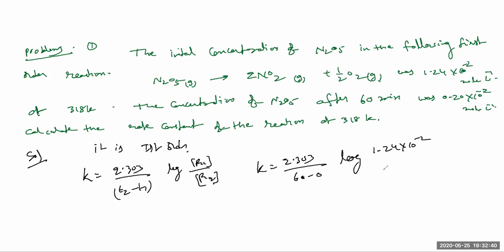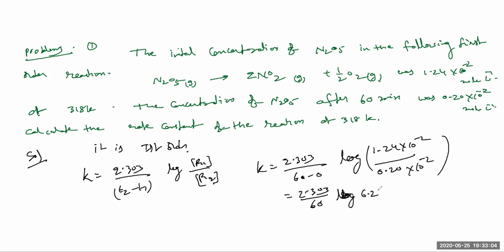At 60 degrees centigrade, what is the concentration? 0.20 into 10 power minus 2. So by calculating, what will come? 2.303 by 60 into log, by calculating it is the log 6.2 that will come.